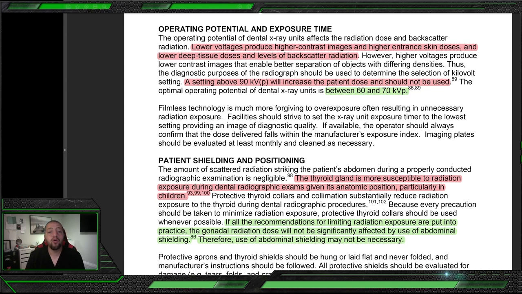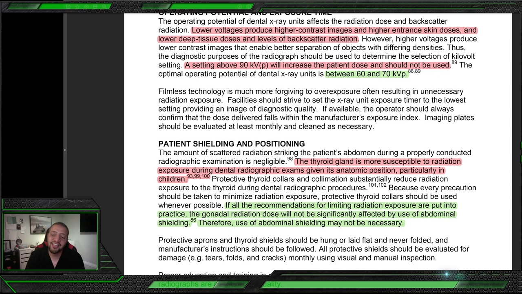If all the recommendations for limiting radiation exposure are put into practice, the gonadal radiation dose will not be significantly affected by the use of abdominal shielding. Therefore, use of abdominal shielding may not be necessary. I know this will drive dentists crazy, and I know this is against what we have been taught in our countries, but again, I will read it out loud for you. If all recommendations of limiting radiation exposure are put into practice, like you use the correct collimation, use PID, you make the distance 40 instead of 20, and you have digital X-ray, or if you have manual, it will be F-speed, the dose will not be significantly affected by the use of abdominal shielding. Therefore, use of abdominal shielding may not be necessary.